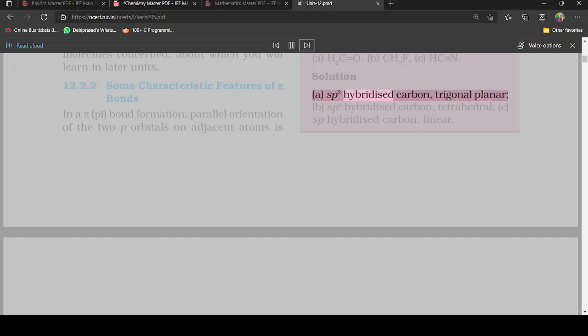A. sp2 hybridized carbon, trigonal planar. B. sp3 hybridized carbon, tetrahedral. C. sp hybridized carbon, linear.